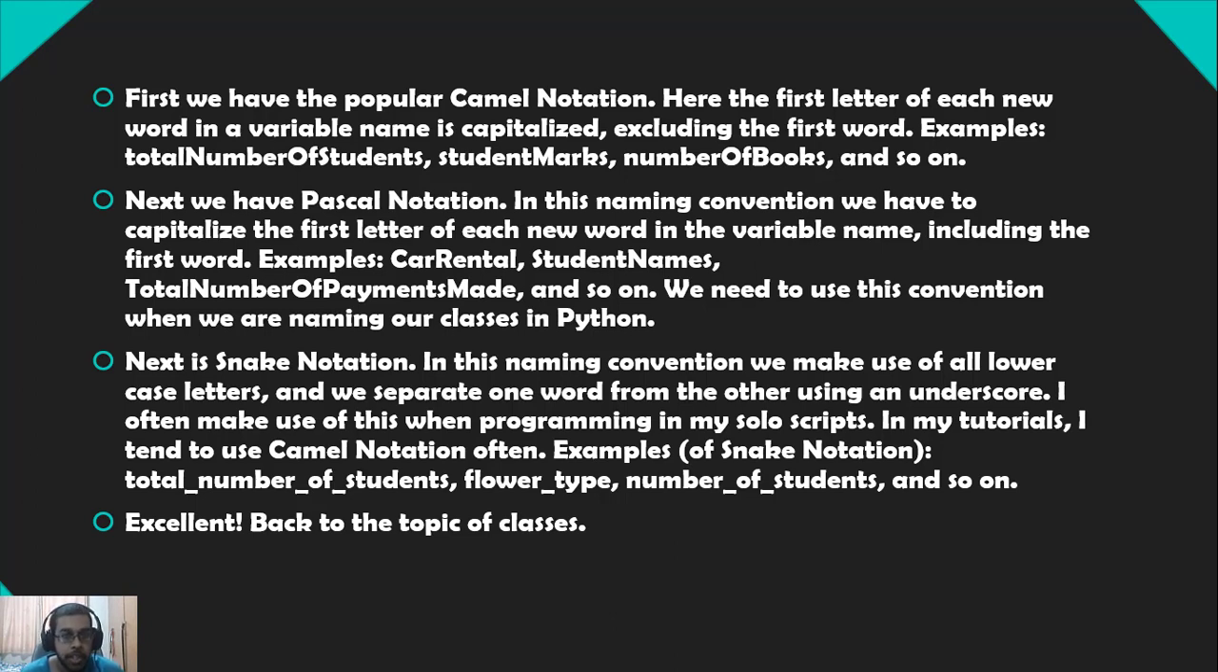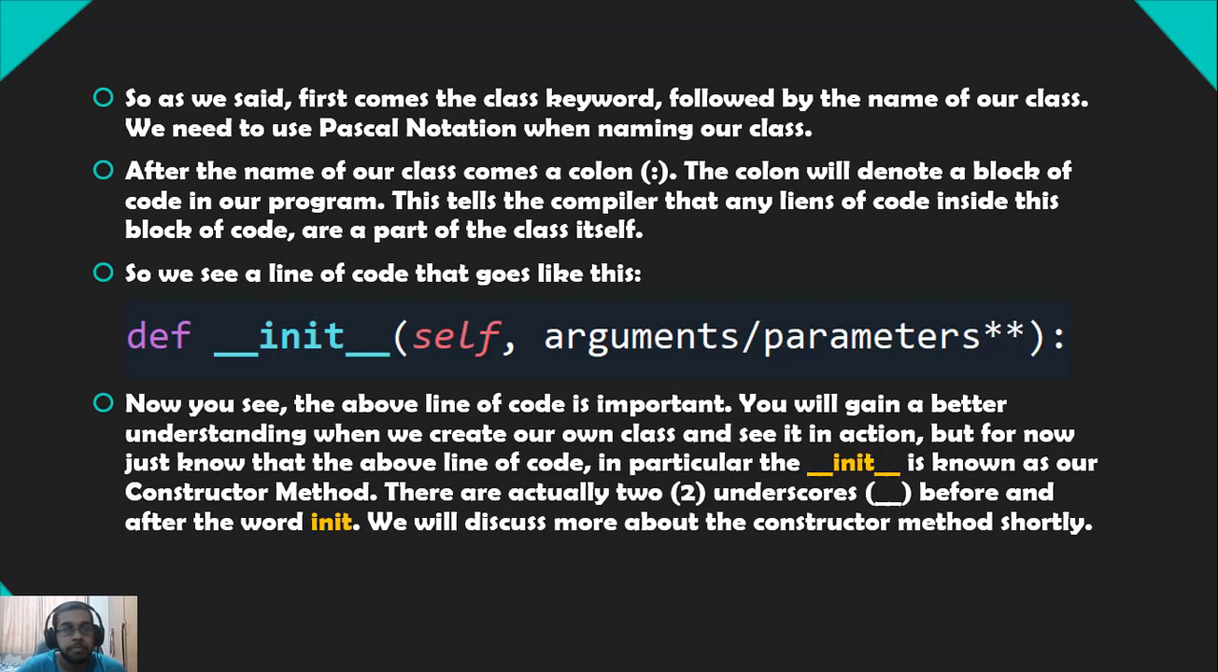Next is snake notation. In this naming convention, we make use of all lowercase letters and we separate one word from the other using an underscore. I often make use of this when programming in my solo scripts. In my tutorials, I tend to use camel notation often. Examples of snake notation: total number of students, flower type, number of students, and so on. Excellent. Back to the topic of classes.